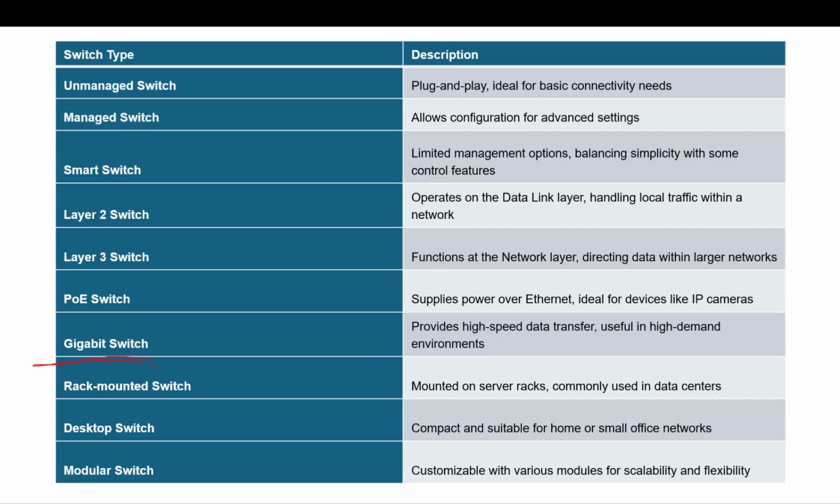Then we get a rack mount switch, mounted on a server, commonly used in data centers. So the rack mount switch is the same as in data centers, but it's almost similar, because most of the switches that we'll talk about are managed switch, smart switch, layer 2 switch, layer 3 switch, power over Ethernet switch, gigabit switch, rack mount switch. In a sense, they use the name rack mount, but even if you find a rack mount screw, you can put the switch in with its own name.